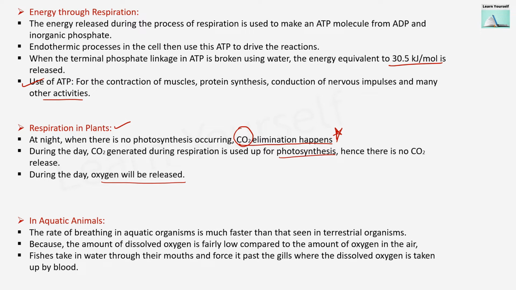Now in aquatic animals, what will happen? The rate of breathing in aquatic organisms is much faster than in terrestrial organisms, because the amount of dissolved oxygen is fairly low compared to the amount of oxygen in the air. They are saying that the oxygen dissolved in the water is very little compared to the amount present in the air. So that's why they have to breathe faster to fulfill their requirement of oxygen.